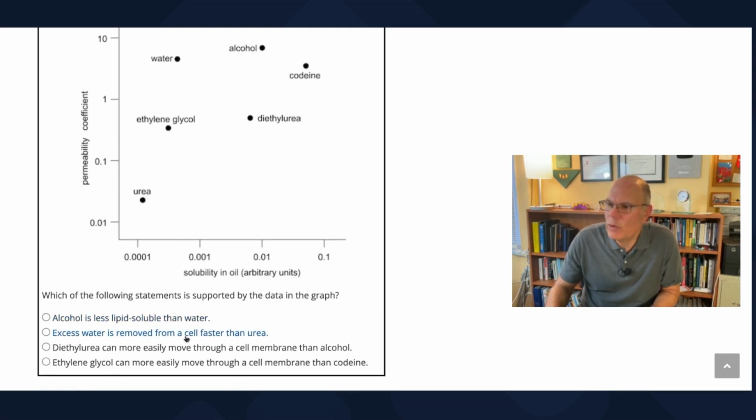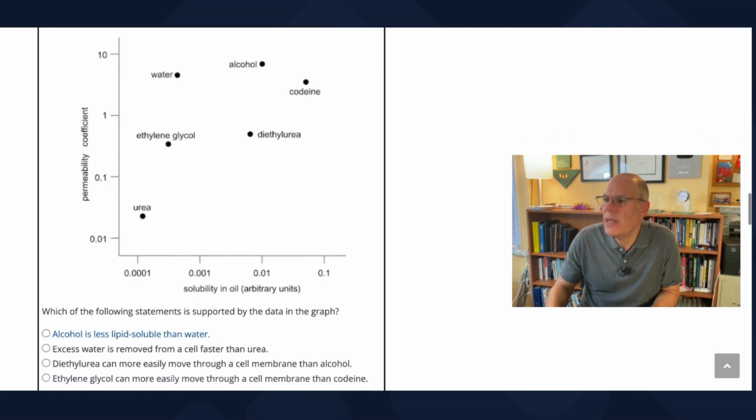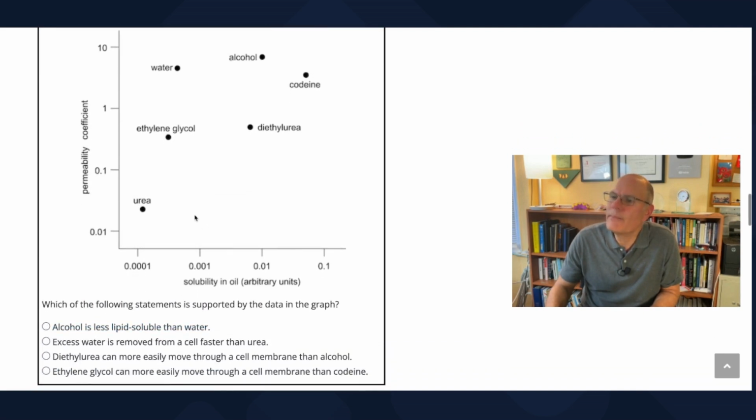Excess water is removed from a cell faster than urea. Well, water has a much higher permeability coefficient than urea, so that sounds pretty good. Let's look at the third choice. Diethylurea can more easily move through a cell membrane than alcohol.